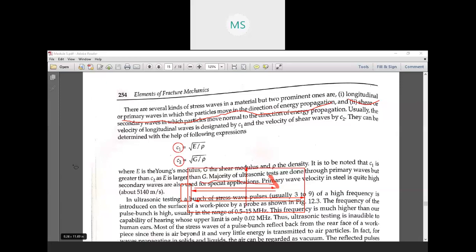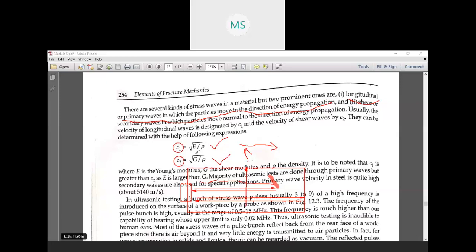Okay, understood. When it is traveling in the longitudinal direction, meaning in the same direction, this is known as C1. Suppose it is traveling in this direction, this is known as the primary wave. And when it is traveling in this direction, normal to the primary wave, it is known as the secondary wave. So the primary wave is denoted by C1 and the secondary wave is denoted by C2.